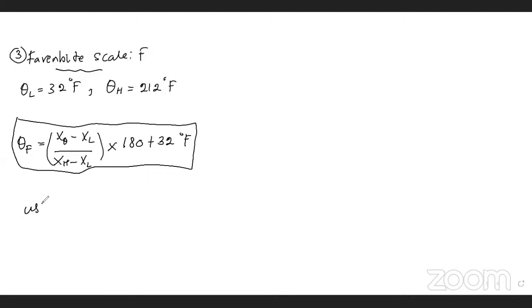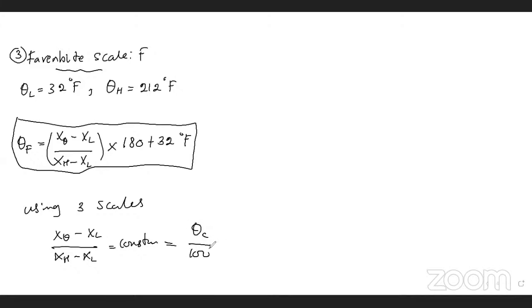So using the three scales, the ratio x theta minus xl divided by xh minus xl should be a constant. So we can write in the Celsius scale, theta C divided by 100, and in the Kelvin scale, theta in Kelvin minus 273.15 divided by 100, and the other one, in Fahrenheit, equals theta in Fahrenheit minus 32 degrees divided by 180.